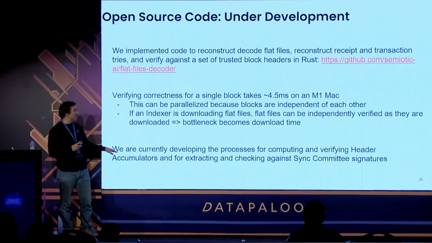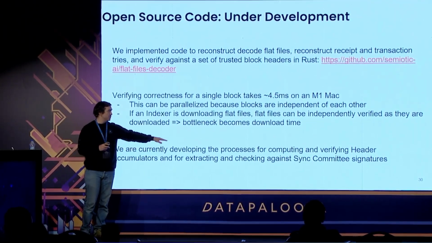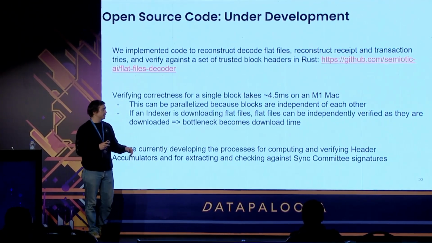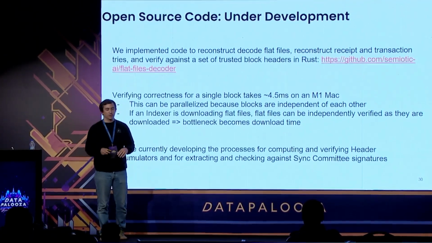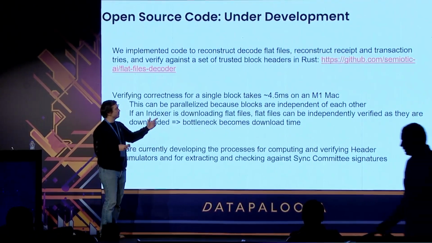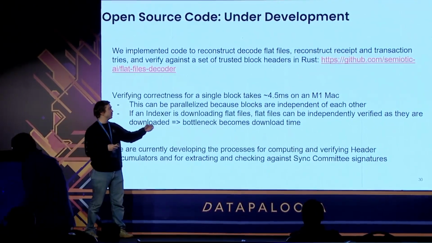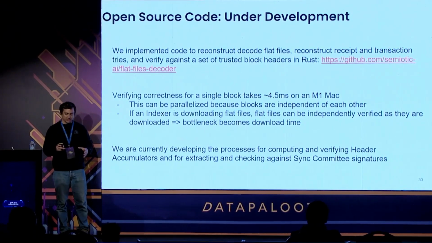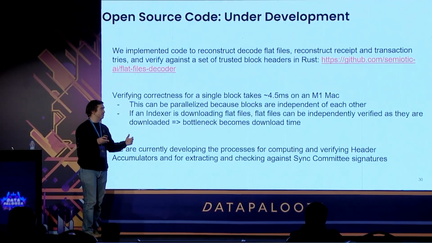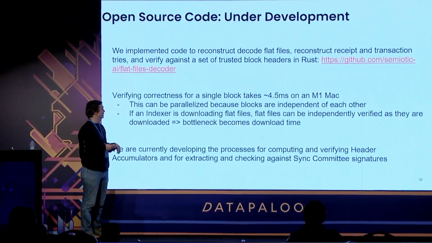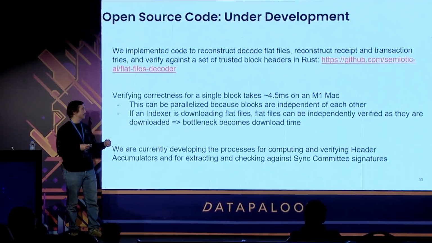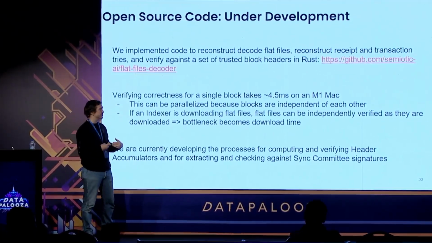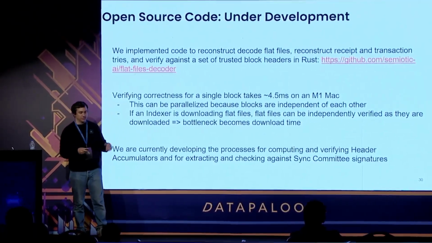That's something that we're currently working on, is developing the processes for computing and verifying the header accumulators for pre-merge data, and then extracting and checking against sync committee signatures for the post-merge data. Right now, recomputing the receipt trees and transaction trees for each block takes about 4.5 seconds on an M1 Mac. Because these blocks are independent of each other, you can imagine you parallelize these things. The takeaway is this verification is no longer a bottleneck for indexers, right? So as indexers are downloading flat files, the bottleneck becomes the download time of a flat file versus the verification time.